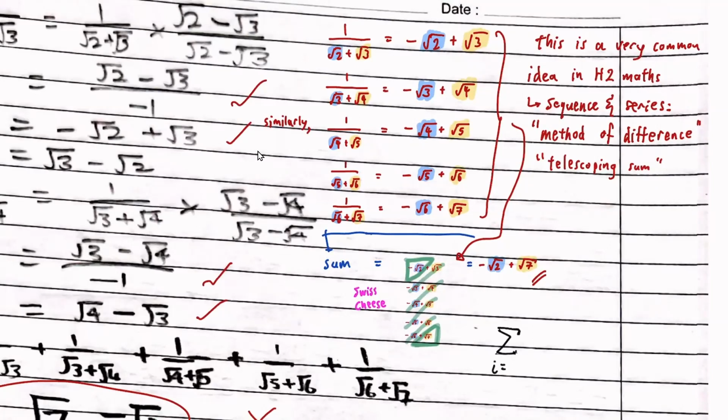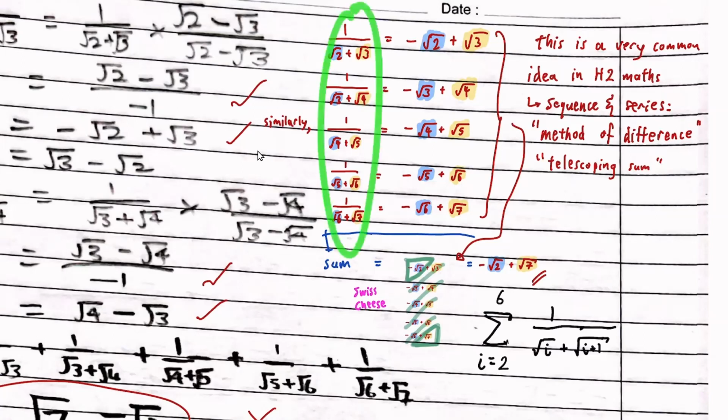From i equals to, let me think a bit, 1 over square root of i plus square root of i plus 1. Is that okay? We're not done yet. You still need to write down the index goes from what to what. Index i goes from 2 to 6.